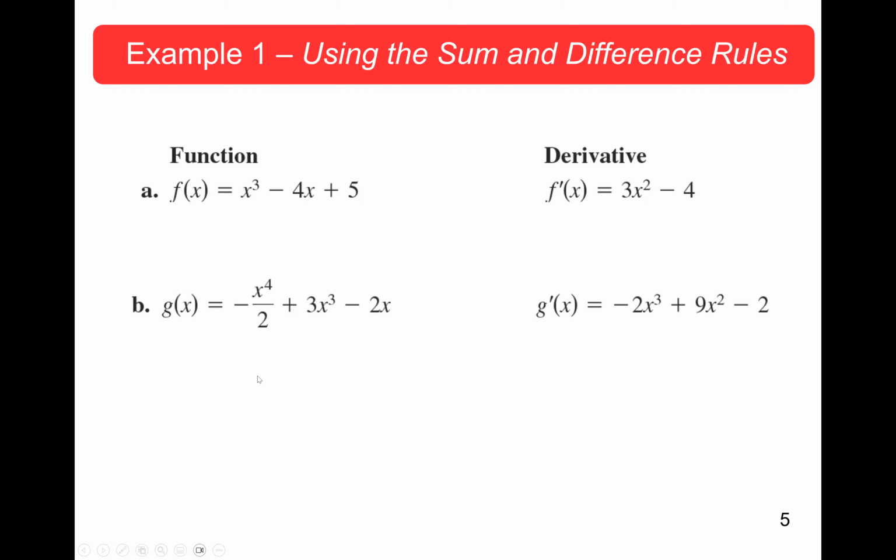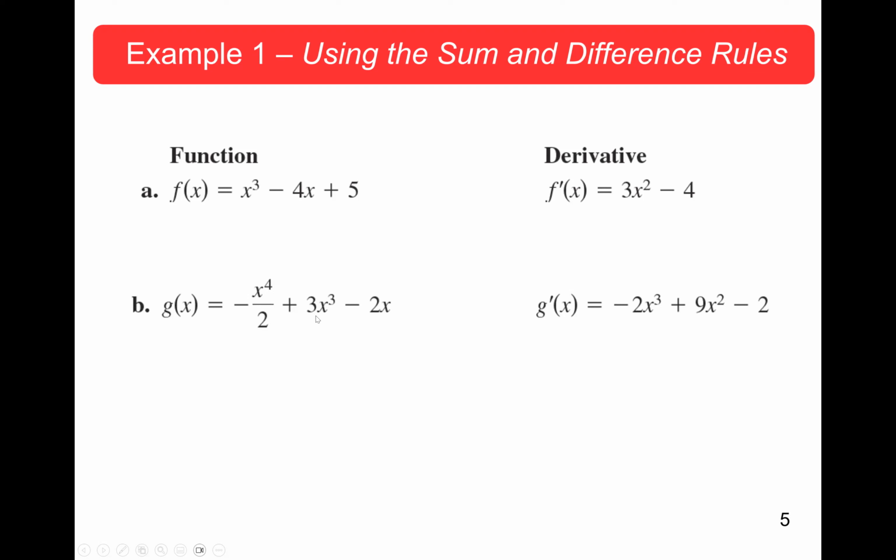Now let's look at the second example. We have a function g at x equal to negative x to the power 4 divided by 2 plus 3x cubed minus 2x. Now, to find the derivative of this function, again, we need to find the derivative of each term separately. So we have minus x to the power 4 divided by 2. Again, for x to the power 4, we use the power rule. So this will give us minus 4x cubed divided by 2. Now, 2 can go into 4, so we are going to cancel the 2. So our first term will be minus 2x cubed because we cancel the 2 with the 4.